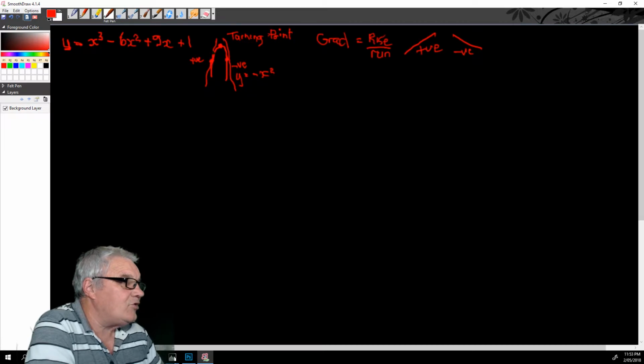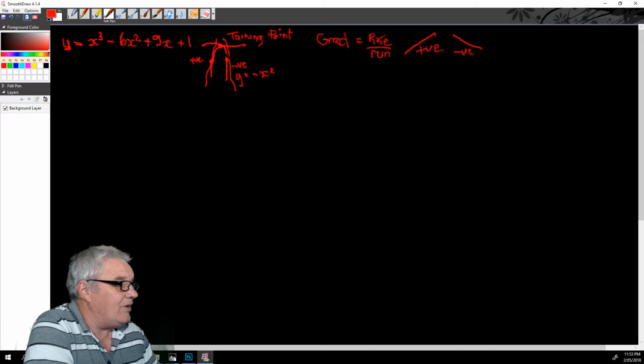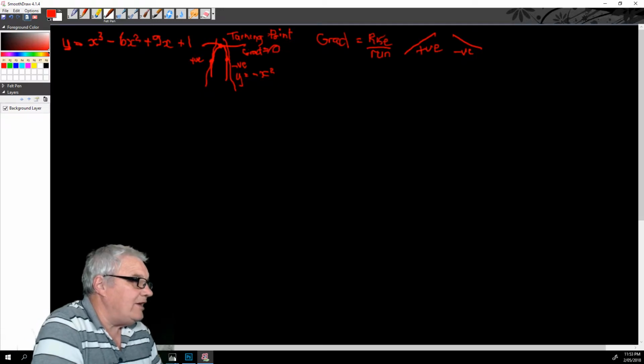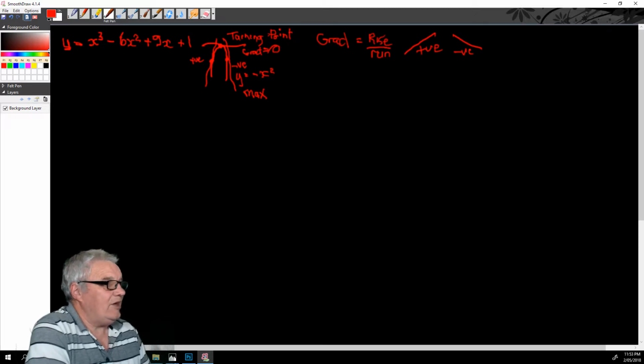Now, if we look at the gradient at a turning point, the gradient there equals 0. At turning points, the gradient equals 0. Okay, and that's y equals negative x squared. When you've got a turning point like that, that's what we call a maximum.